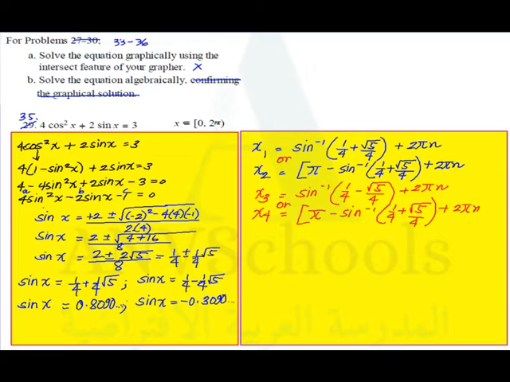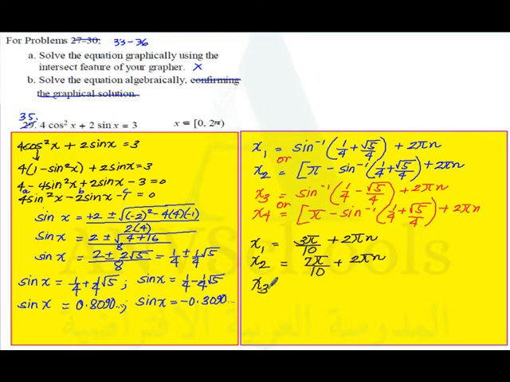Now, the solutions for this would give us x1 equal to 3 pi over 10, okay? Plus 2 pi n. Or that would be x2. That would be pi minus this one, that would be 10 over 10, so that would be 7 pi over 10 plus 2 pi n.